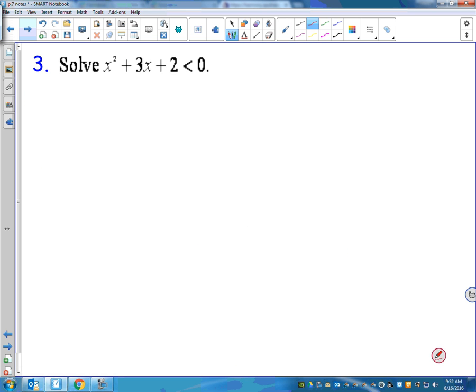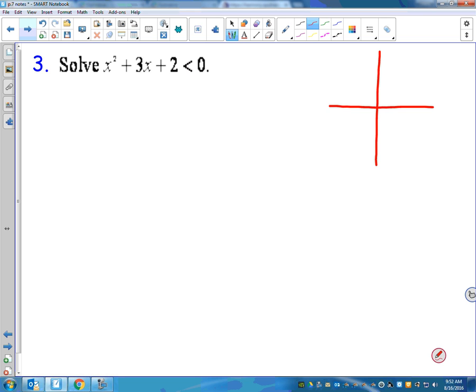Okay, so that's absolute value. The other thing I want to talk about is quadratic inequalities. Quadratic inequalities also have rules, but the best way I think to think about a quadratic inequality is to think about when you graph a quadratic, what does it look like?